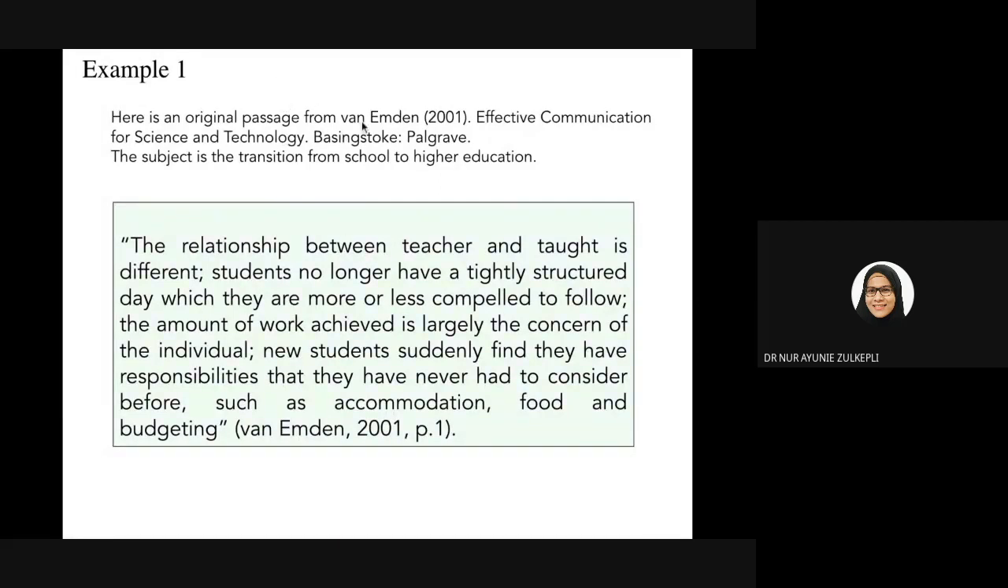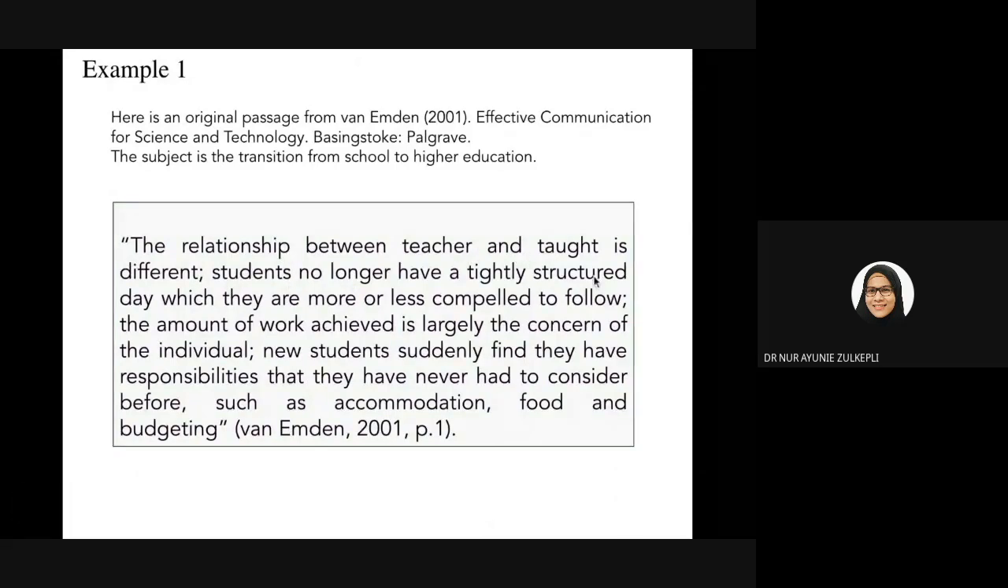So this is the original article from Van Emden, 2001, Effective Communication for Science and Technology. Basic paragraph. The subject is the transition from school to higher education. So you can read here: the relationship between teacher and thought is different.